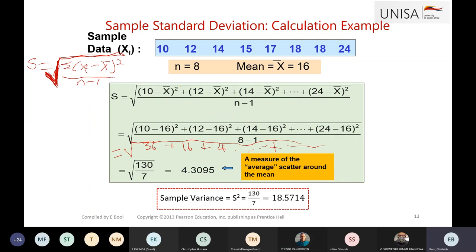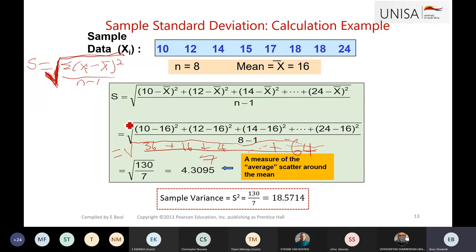Plus 24 minus 16, you get... So the dots mean the other values, because I didn't include all of them. So you'll go and find the other values as well. You go and do 15 minus 16 squared and find the answer, 17 minus 16 squared, 18 minus 16 squared. And then the last one was 24 minus 16, which is 8 squared, which is 64. All divided by 8 minus 1, which is 7.